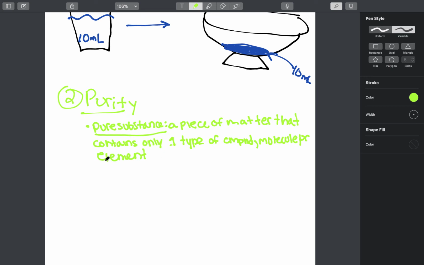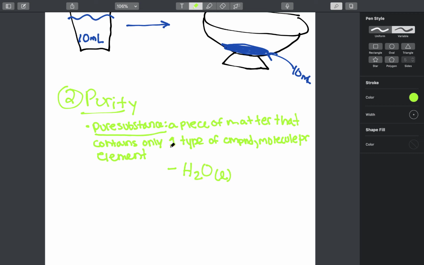We're going to talk more about elements in the next chapter. But a pure substance is basically a clean piece of matter. A great example of a pure substance is pure water. If you ever see distilled water in the store, that's very close to a pure substance because there's nothing else in there except water. So that's all a pure substance is.